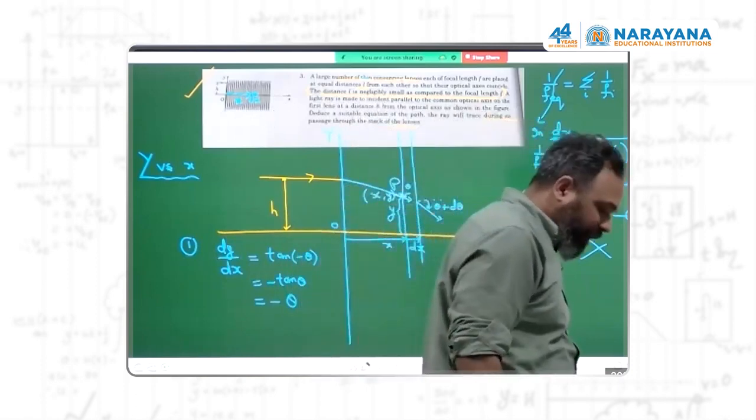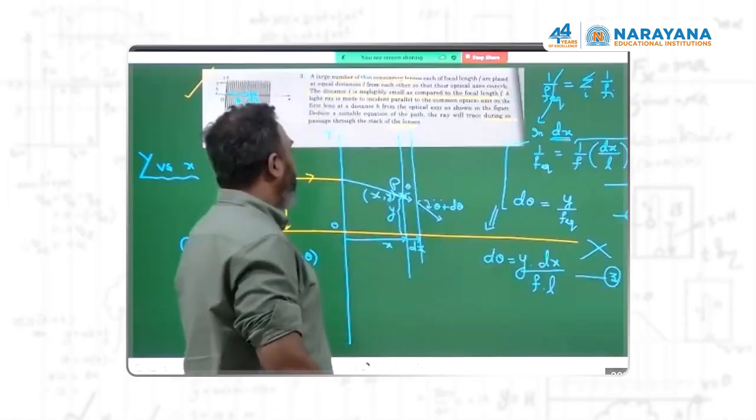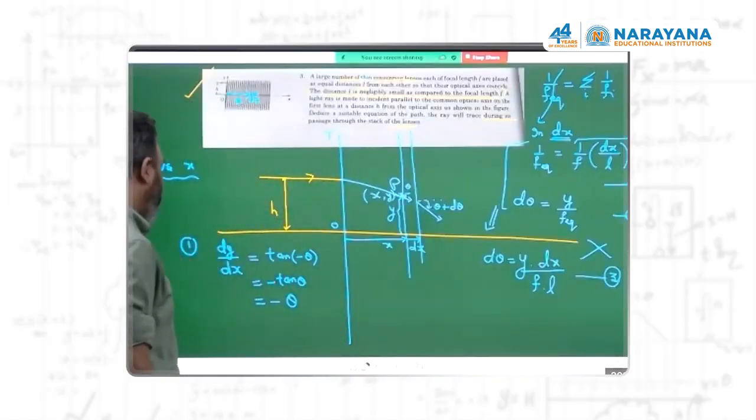That d theta will be equal to y upon f equivalent. Now things are simple, because by virtue of these two equations, I will have d theta is equal to y, and that 1 upon f equivalent is dx upon f into n. So maybe that is equation number 3 for me now. So I know the expression of d theta. I know my term dy by dx.